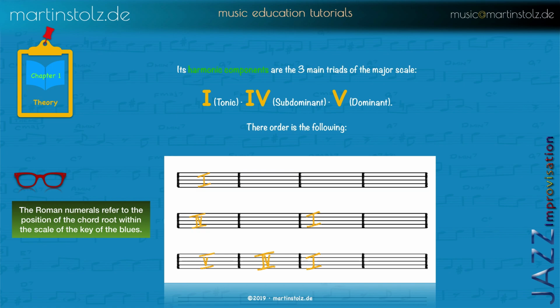The Roman numerals refer to the position of the chord root within the scale of the key of the blues. We will come to this later. If you have no idea what this whole thing means with tonic, subdominant, dominant, you can watch the tutorial shown here.